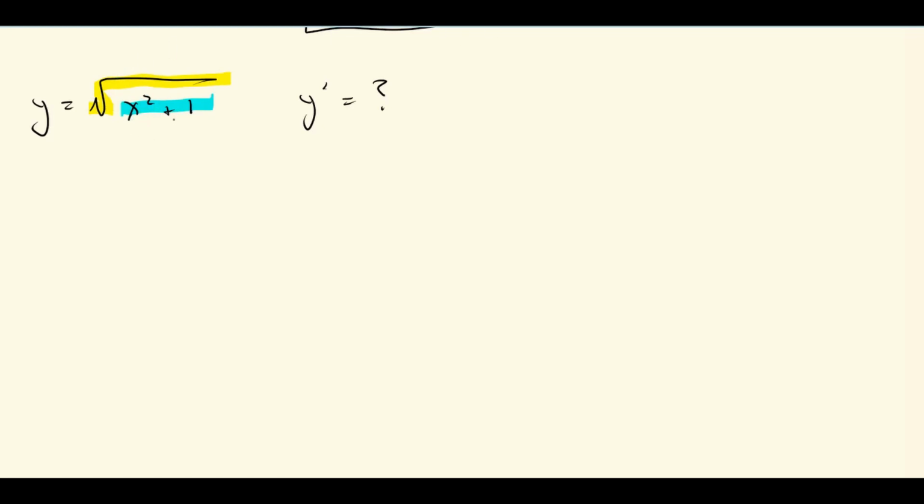To make taking the derivative a little bit easier, we're going to go ahead and rewrite the function y. Without taking the derivative, we're just rewriting the function y as being x squared plus 1 to the 1/2 power. That way we can use the power rule more easily. So the derivative y prime is going to equal, we're going to take the derivative of the outside layer first.